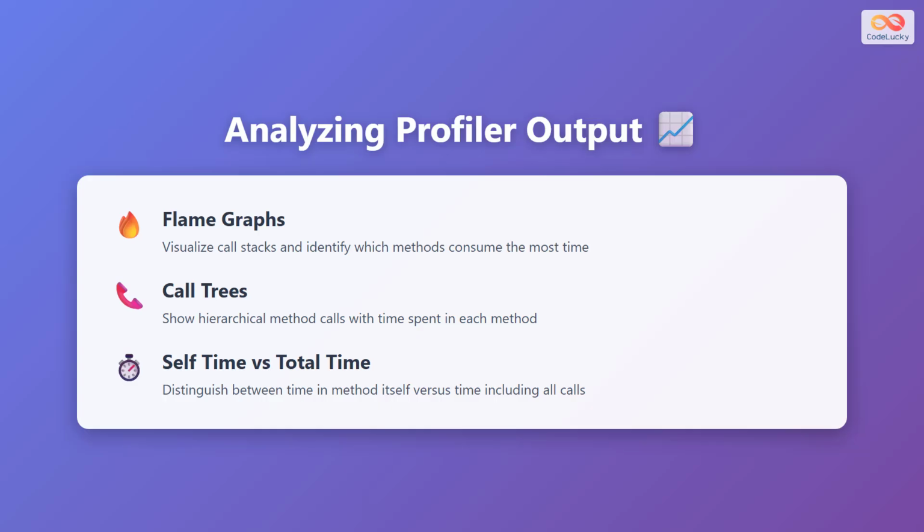When analyzing performance, you need to distinguish between self-time and total time. Self-time is the time spent in the method itself, while total time includes all nested method calls. This distinction is important because a method might have high total time but low self-time, meaning the actual bottleneck is in the methods it calls.